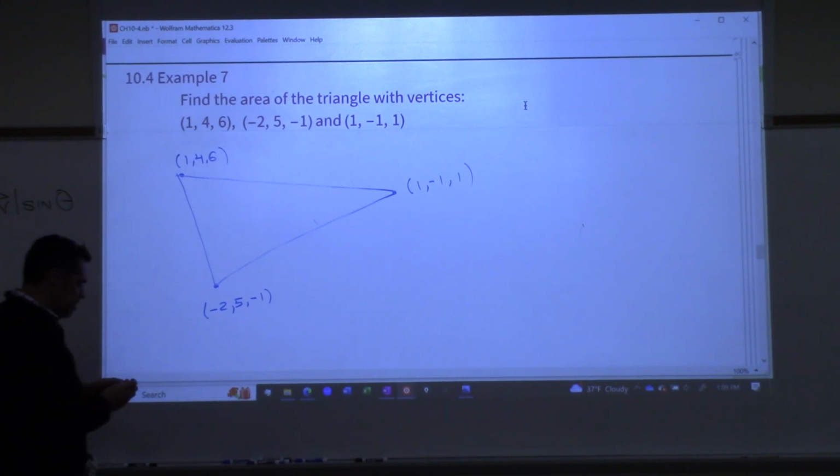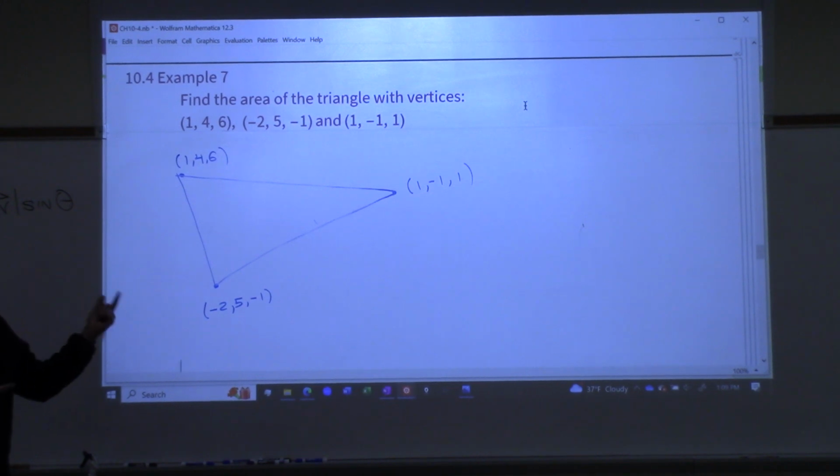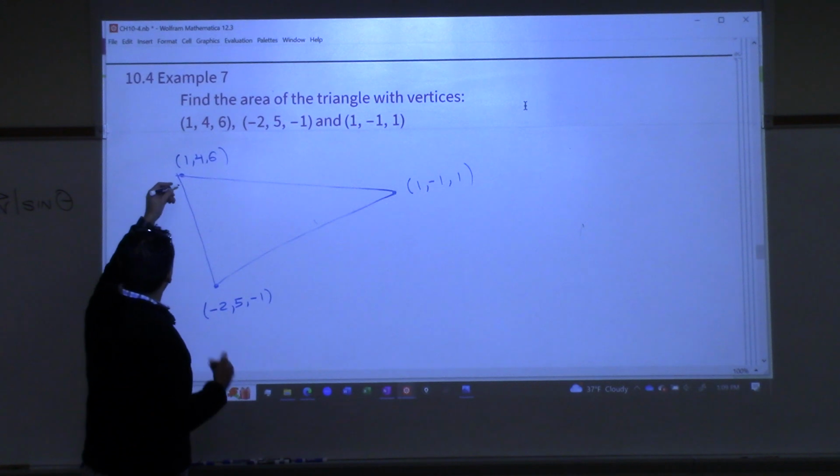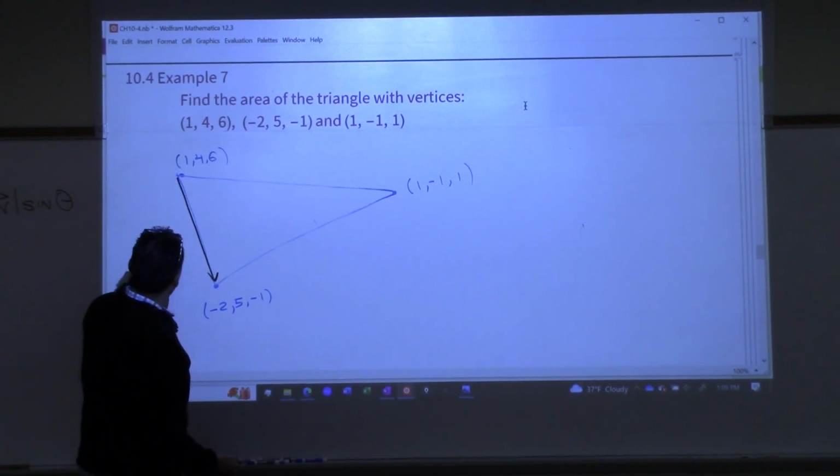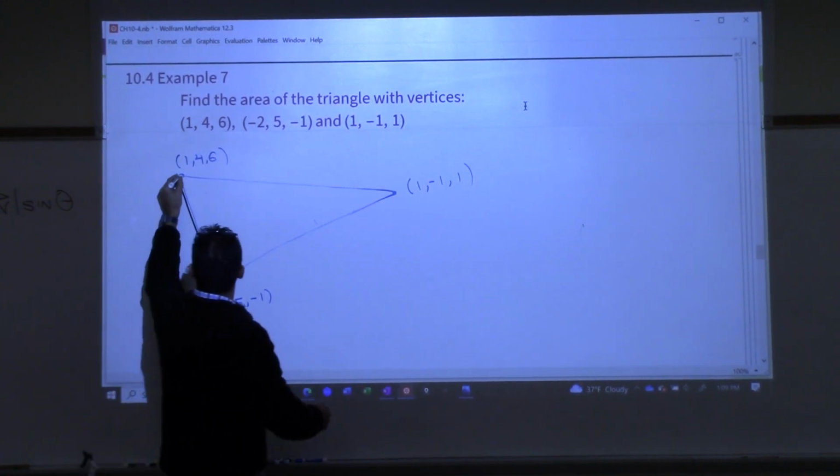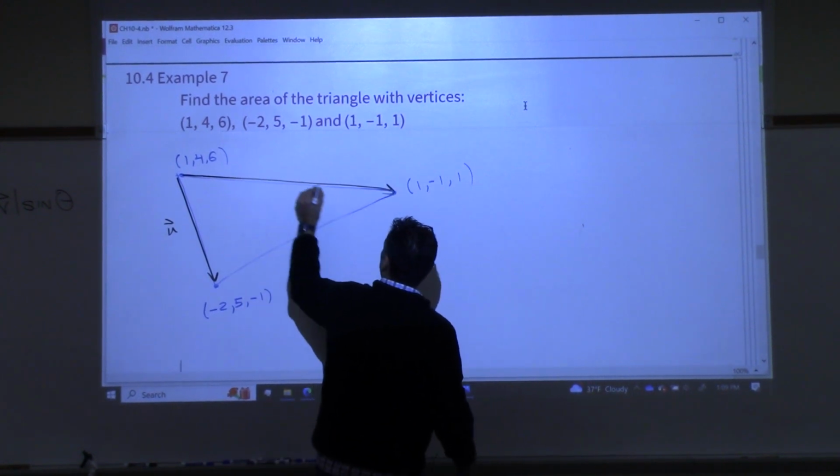So the way I'm going to approach this is I'm going to create two vectors from this triangle. Remember, I'm not giving you vectors, I'm giving you points. So I'm going to make a vector that goes from here to here. I'm going to call that U. And then I'm going to make a vector that goes from here to here. I'm going to call that V.